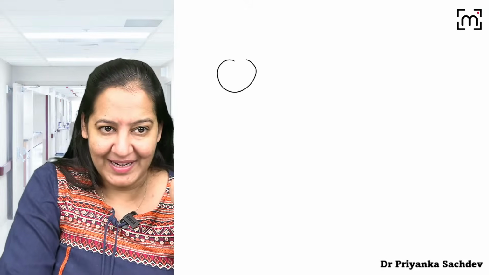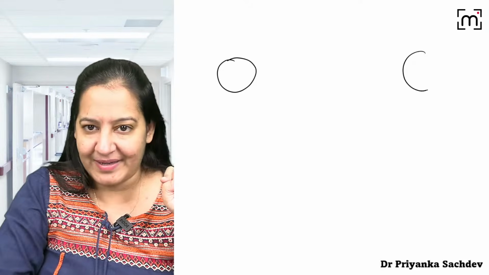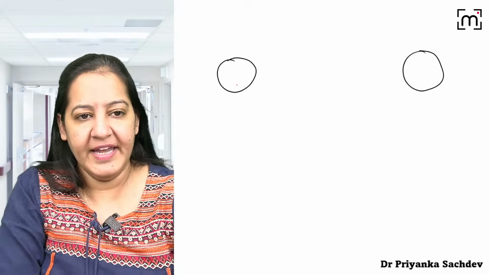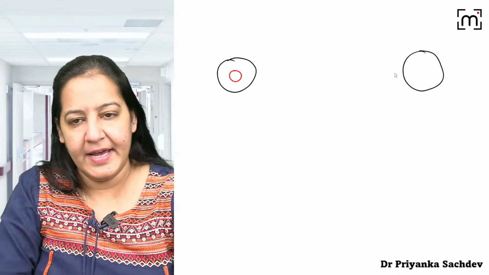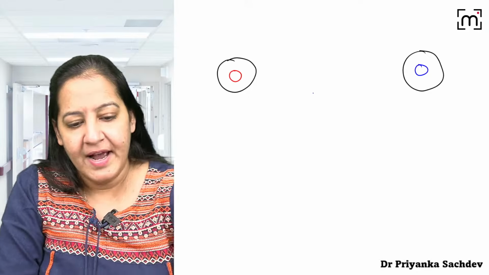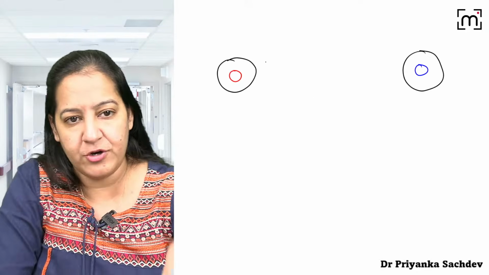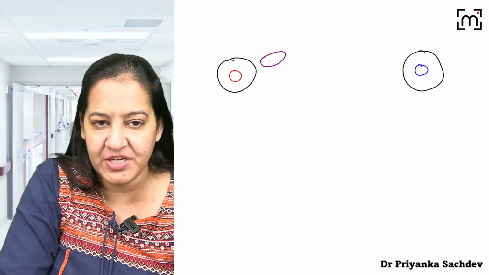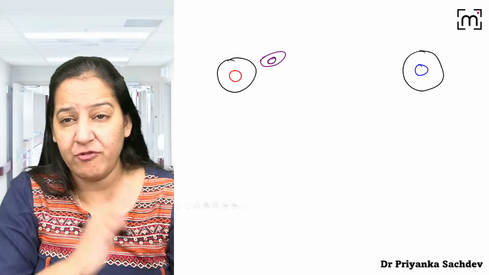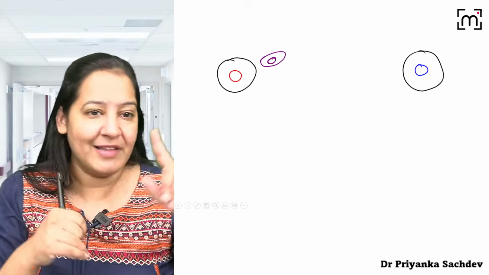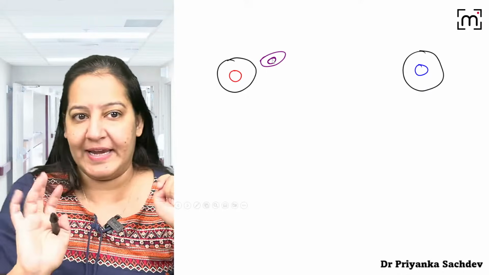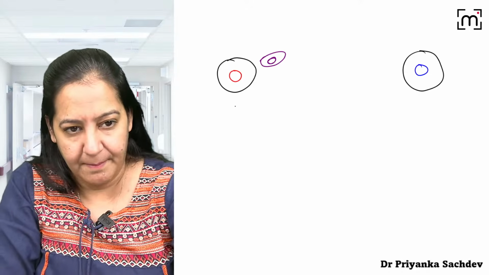So this is bacteria number 1. This is bacteria number 2. Here it has red color DNA. Here it has blue color DNA, right? Let me draw a phage. This is a bacteriophage having purple DNA. Now see, I have drawn three colors to explain something: the red DNA, the blue DNA, the purple DNA.